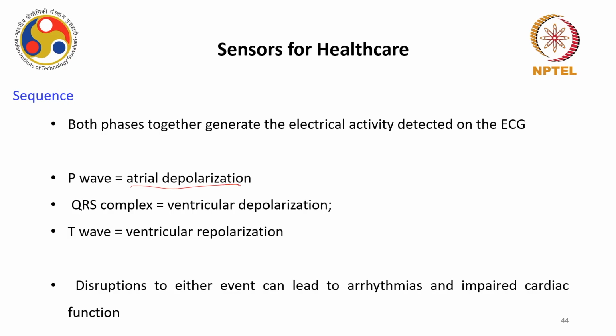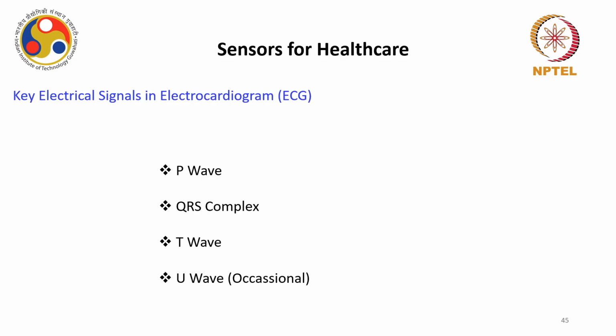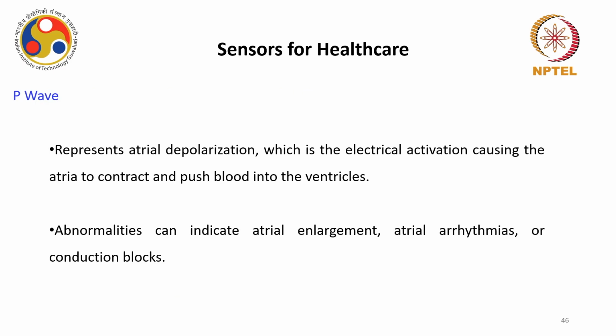Right now we have seen till now that the P wave is the atrial depolarization, the QRS complex is the ventricular depolarization, the T wave is the ventricular repolarization. Okay. And disruption to any of these events can lead to imbalance in the cardiac system. We will see what imbalances can be found. Okay. So, from this discussion we have seen that the key electrical signals in the ECG are the P wave, QRS complex and T wave, two from depolarization and one from repolarization, and occasionally we have also seen that there are certain U waves.